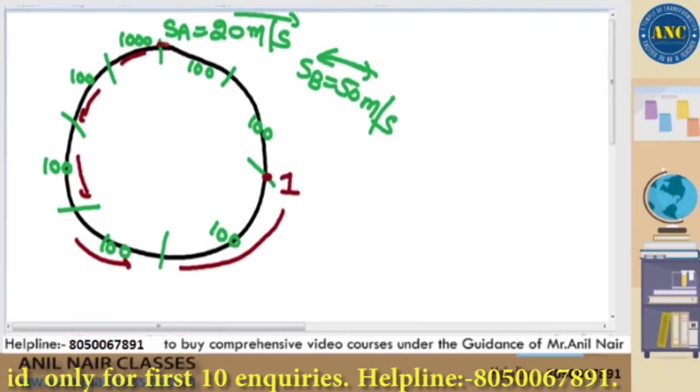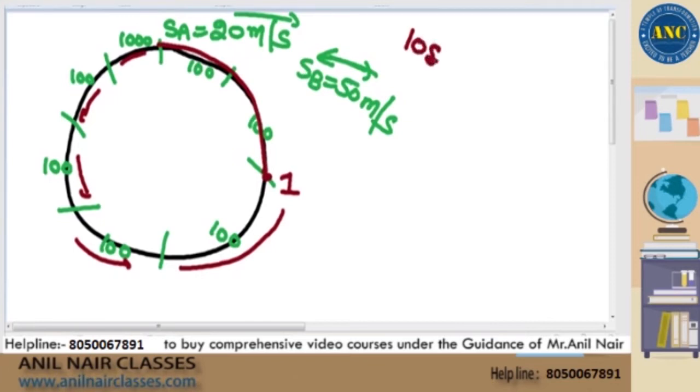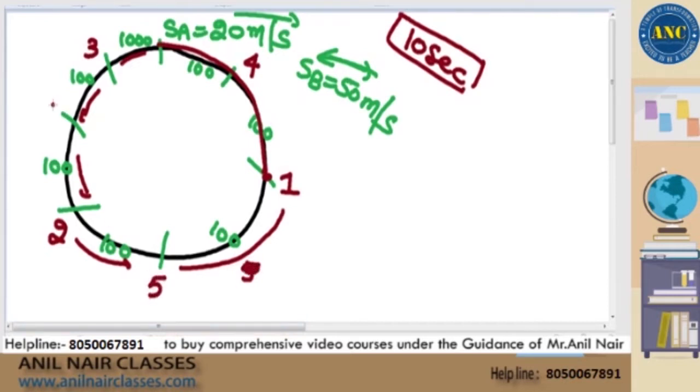Second meeting point, A will travel 200. From A's point of view, after every 10 seconds he will travel 200. This is the second meeting point. This is the third meeting point. This is the fourth meeting point. Fifth meeting point. Next is the sixth meeting point, sixth meeting point, seventh meeting point.